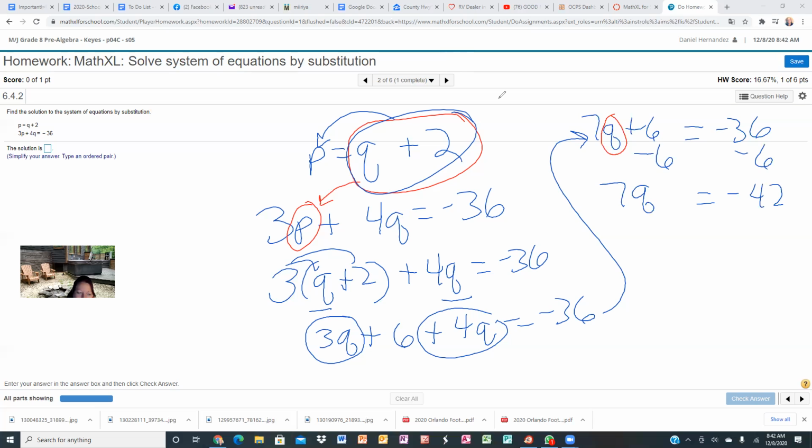Okay, there's one more step and then we'll know what Q is. What do you think it is? Seven and Q are right next to each other. So are they adding, subtracting, multiplying, or dividing? They are multiplying, and the thing you have to do is divide. So divide both sides by 7, and then Q is finally alone.